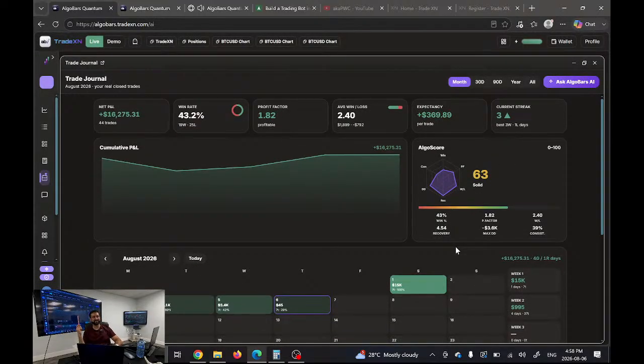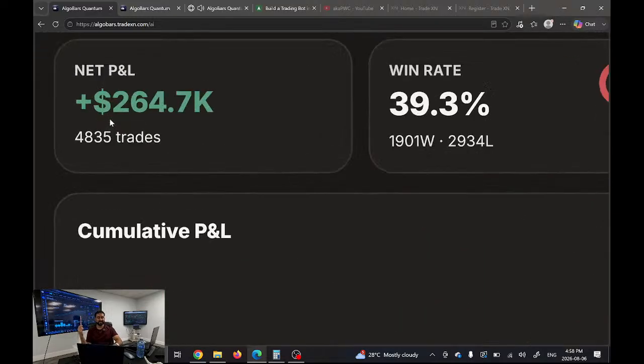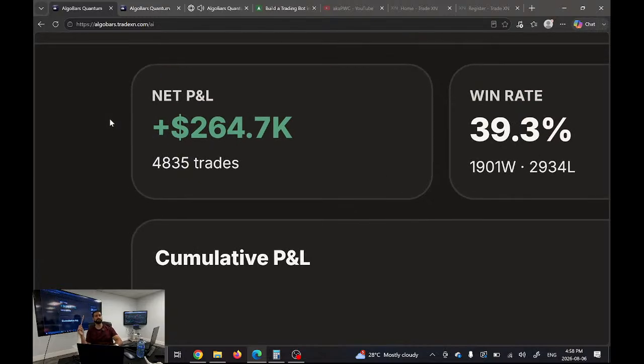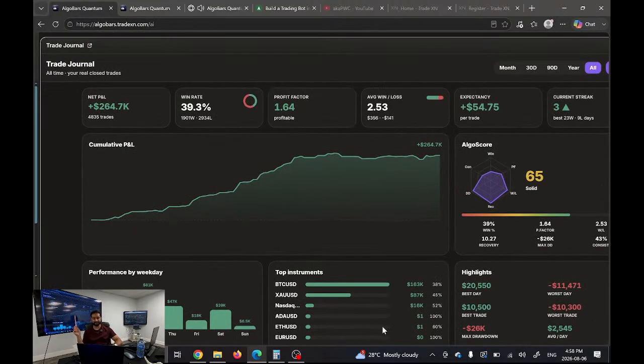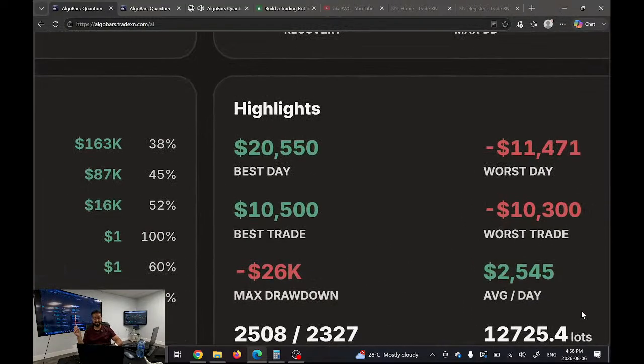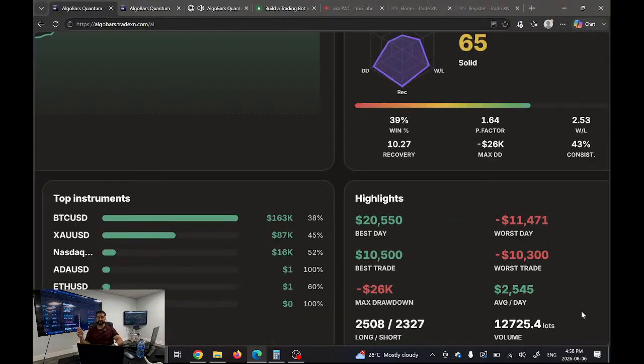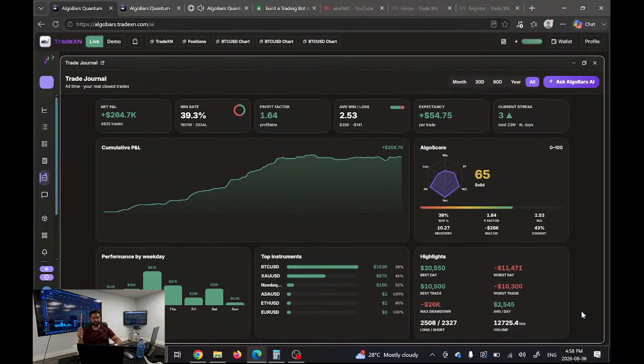By the way, Trade Journal is a paid function everywhere else, except on AlgoBars, you get Trade Journal for free. If I go to all, you can see we've made a total since March, okay? Since March, we made a total of $264,000, over 4,800 trades. Now, you can see right here, my best day was $20,000 in one day.